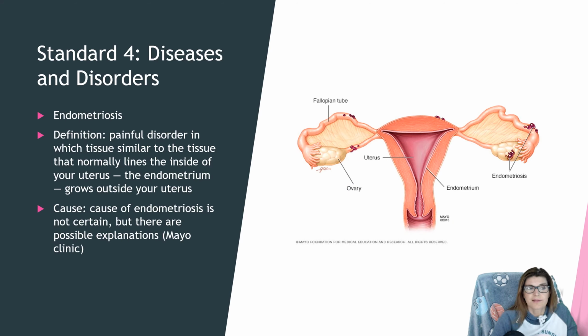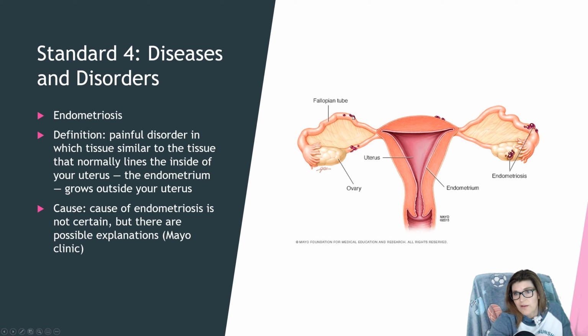Okay, on to diseases and disorders. So the first one is endometriosis. So we have that endometrial layer inside the uterus, and you can see that information there. I'll let you write what you need to write. But the endometrial layer is this inner lining of the uterus, and we want that tissue to grow there. What we don't want is for that tissue to grow anywhere else. So endometriosis is when you have endometrial tissue growing outside the uterus.